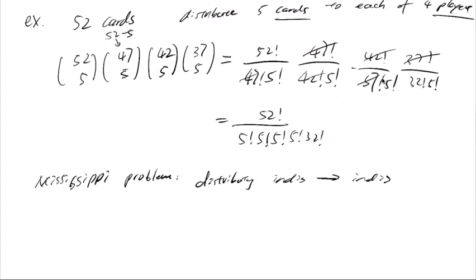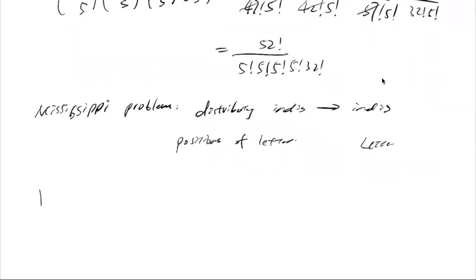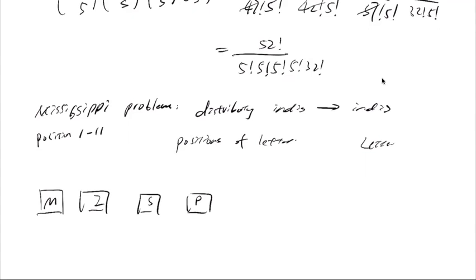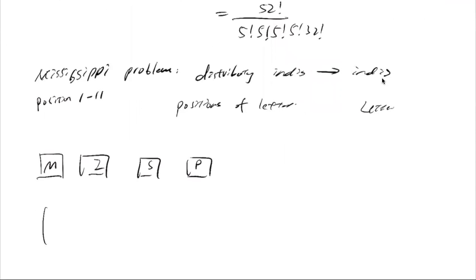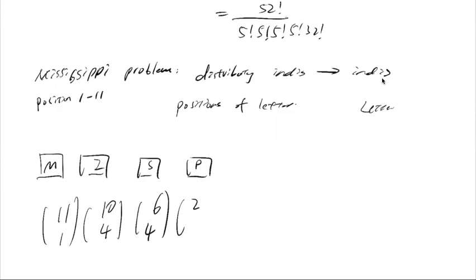We are distributing the distinguishable positions of letters to indistinguishable letters. So you can think of boxes M, I, S, and P. Then we have positions 1 to 11, and we want to distribute the numbers 1, 2, 3 up to 11 into these 4 boxes. So the way we do that is from the first 11, we choose however many M is supposed to be. And from the remaining, we choose for I, and then we choose for S, and then we choose for P. So essentially, this would be 11 factorial over 1 factorial, 4 factorial, 4 factorial, 2 factorial.